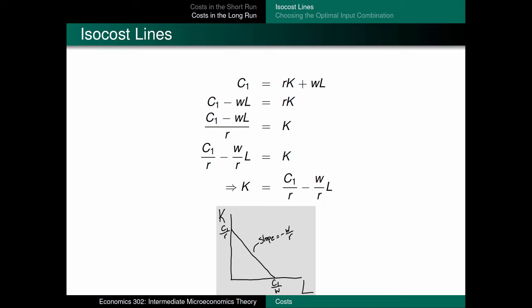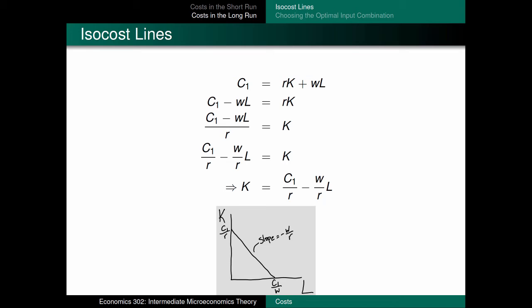Remember that the isoquant graph had K on the y-axis and L on the x-axis, where the curved isoquant represents the various combinations of capital and labor that lead to a particular quantity amount, Q bar. It is called the isoquant because iso means equal, so the curve represents different values of capital and labor that lead to an equal amount of quantity.